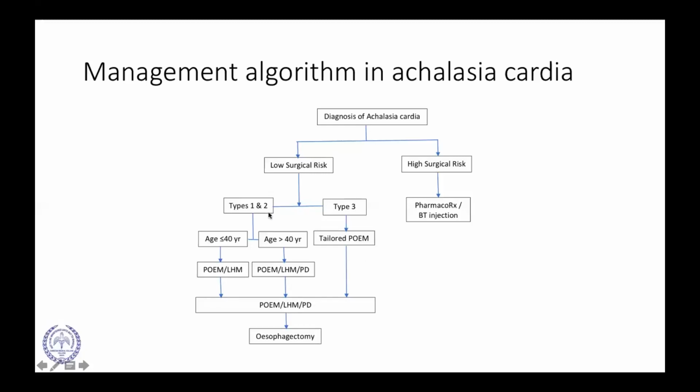For type 1 and type 2 achalasia, patients are classified as being younger or older. If they are younger, the treatments that can be offered include POEM and Heller's myotomy. If they are older, POEM, Heller's myotomy, or pneumatic dilatation can be offered. If one of these fail, the alternative can be given. And if that also fails, the final resort is doing an esophagectomy.